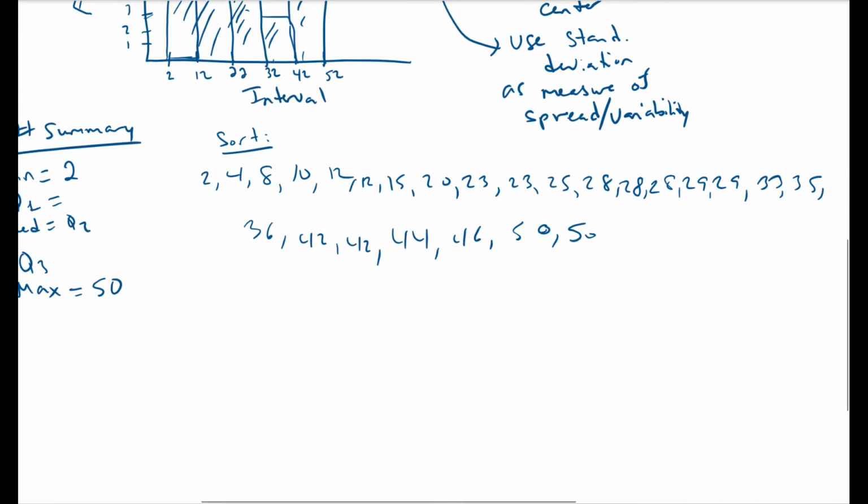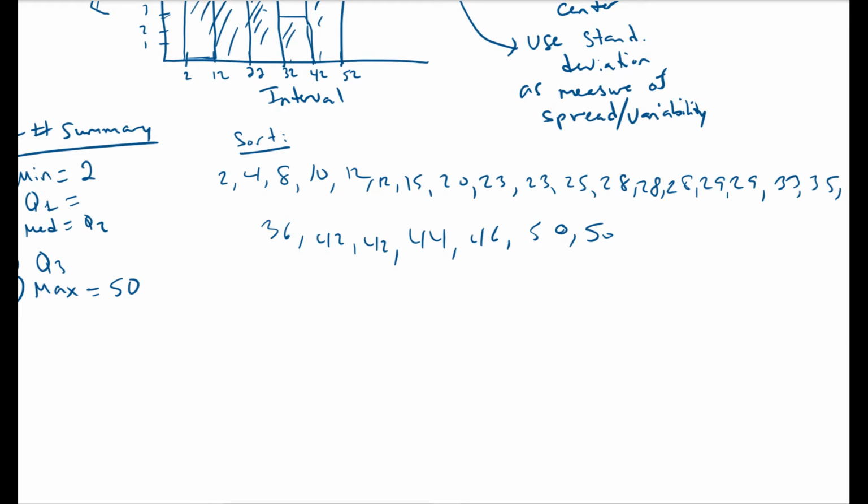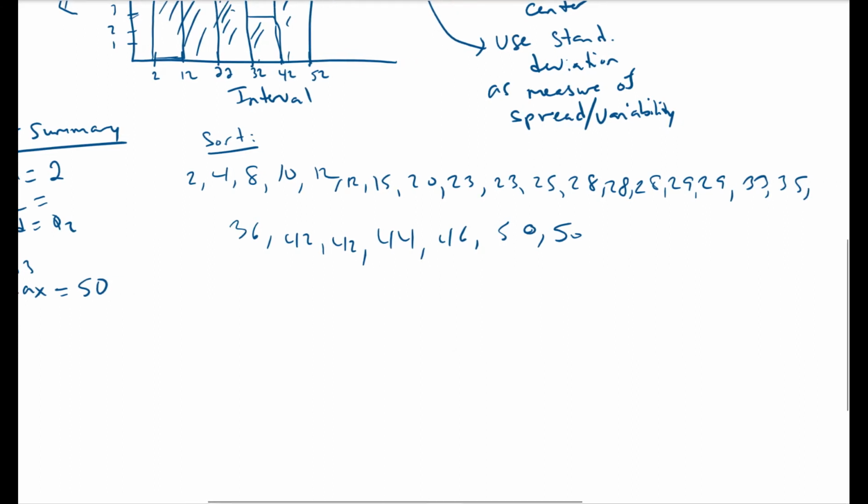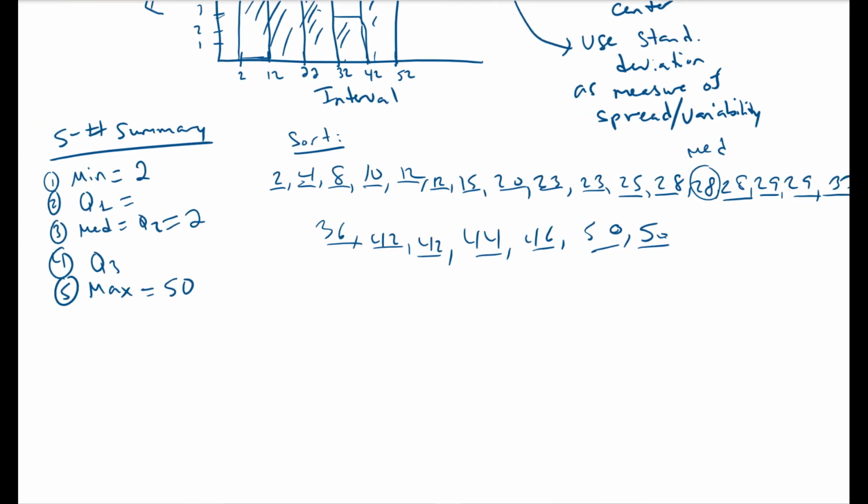So now that we got our data sorted, we can find the median, so the middle number. We're going to work our way towards the middle here, counting off from each end. So there's our median. Our median is going to be our second quartile, which is 28.